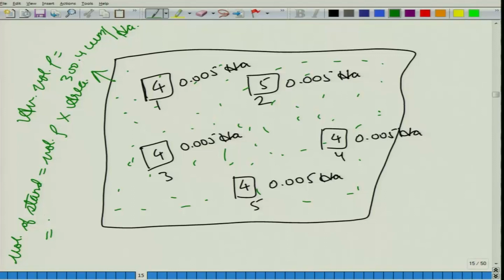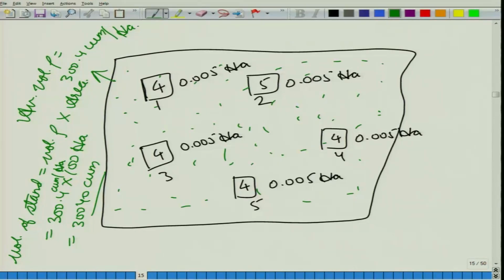Suppose in this case it is 300.4, and suppose our total area was 100 hectares. So, this is cubic meter per hectare. So, here we will have 30040 cubic meter. That would be the total volume of all the trees in the stand.